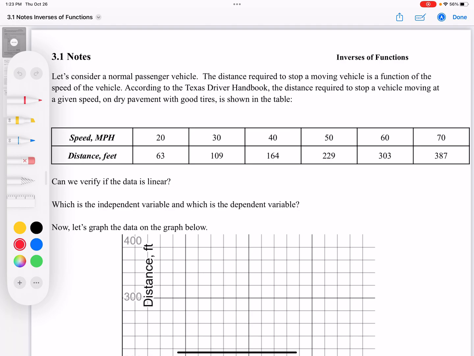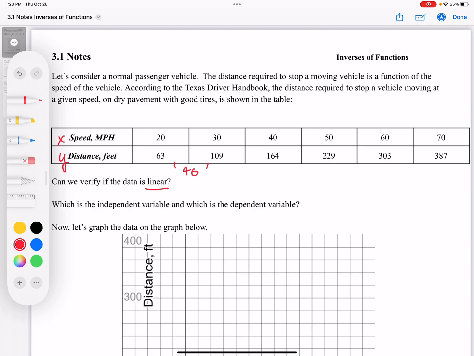All right, we're looking at a table that compares speed and distance: the speed that your car is traveling and the distance in feet that it takes to stop. Can we verify if it's linear? Remember, to check if it's linear, we look at the differences.